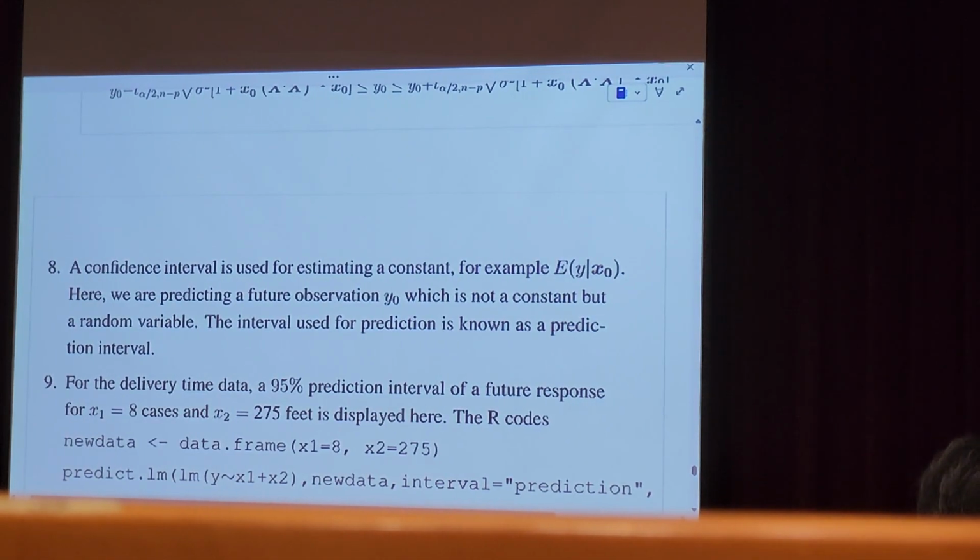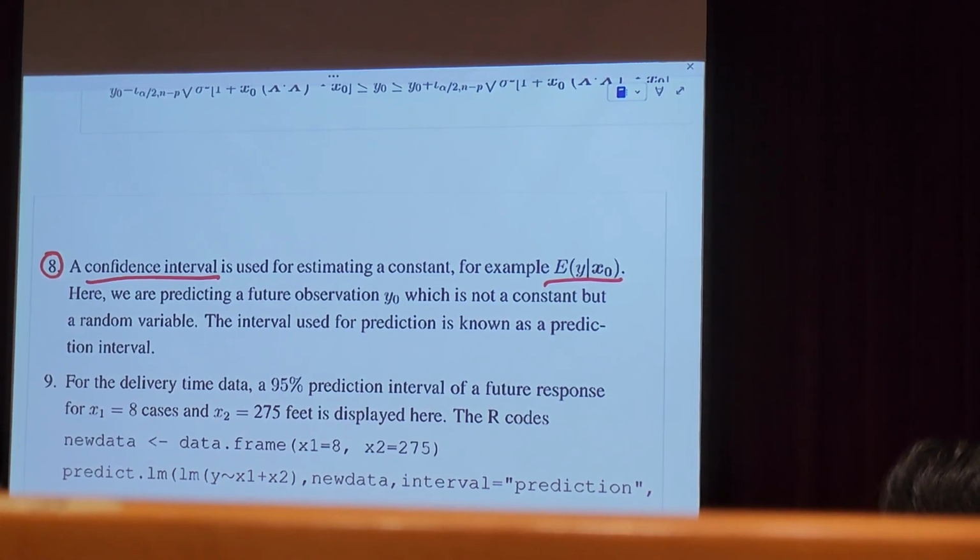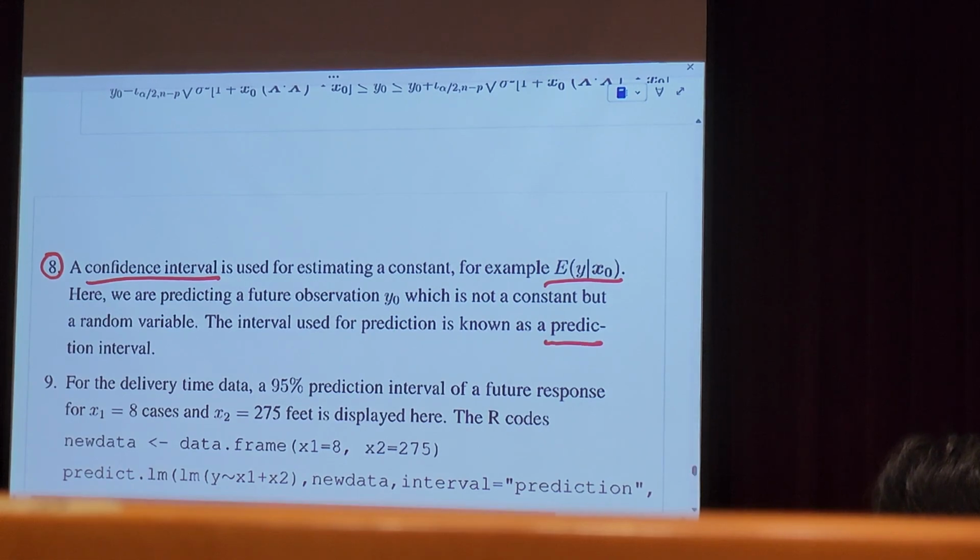So 0.9, 0.8 tell us exactly the same thing. So if we are trying to find an interval estimator for the mean, for example here, the mean of y given x naught, then it is a confidence interval. If you are trying to estimate a random variable, it is known as a prediction interval.